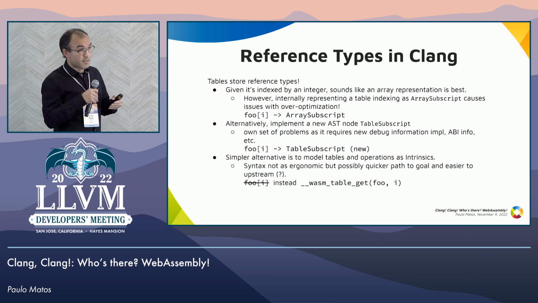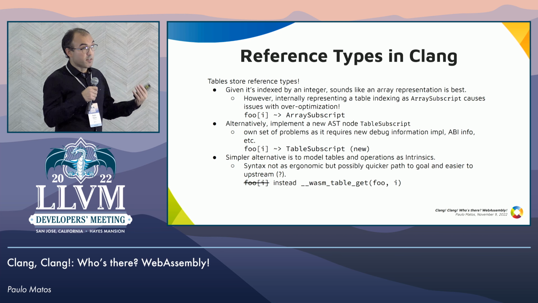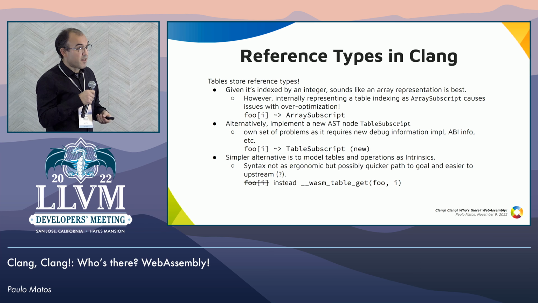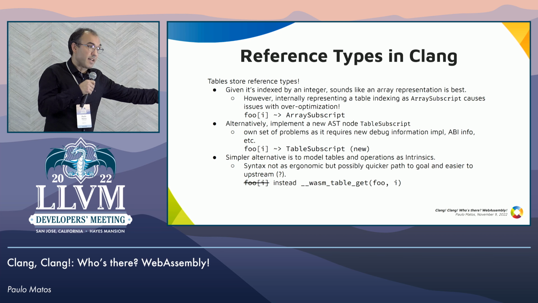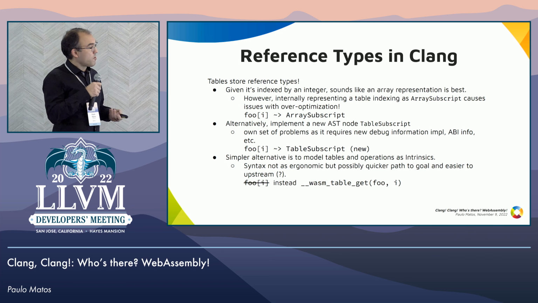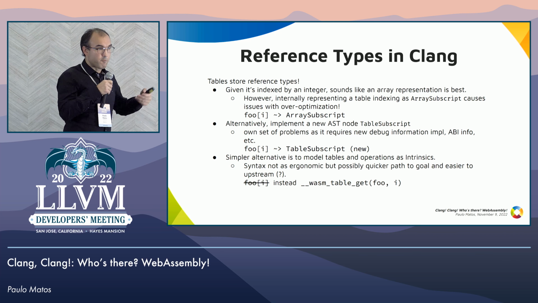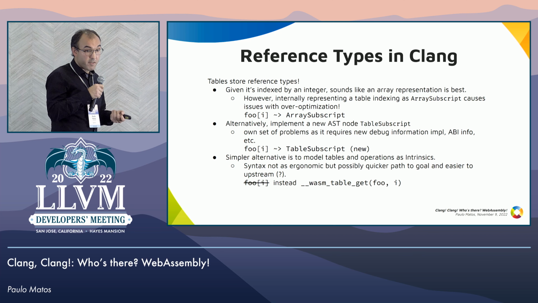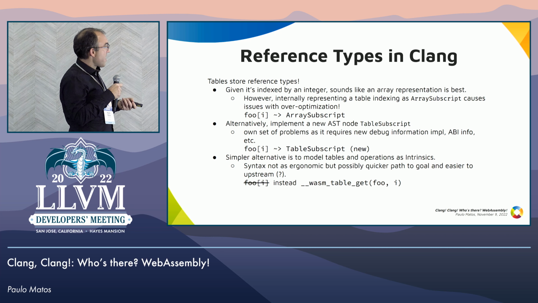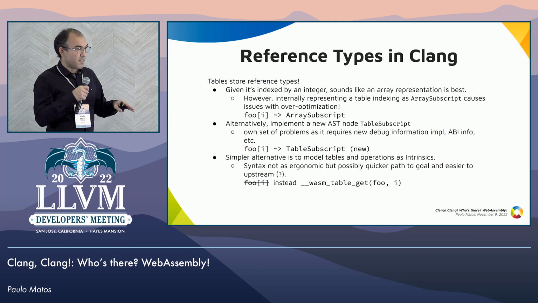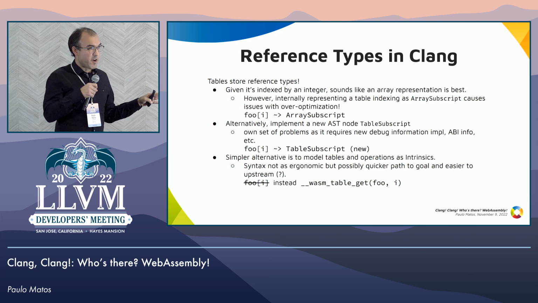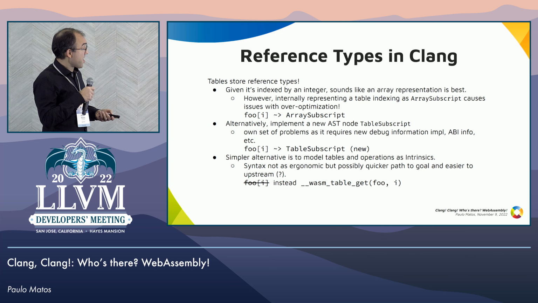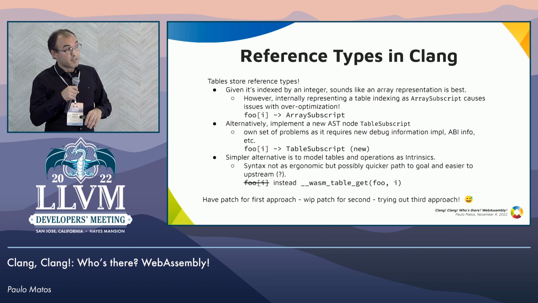There's also a matrix subscript. The problem with this is that there's actually quite a bit of work to be done when you implement a new AST node, like implementing new debug information, ABI information, etc. And we're actually quite keen on having an end-to-end example, and therefore we want a solution that's slightly quicker to get there. And the solution, which is not as ergonomic, but it's a quicker path to our goal of having something, is to forget about array store and load using an array syntax. Let's just use intrinsics.